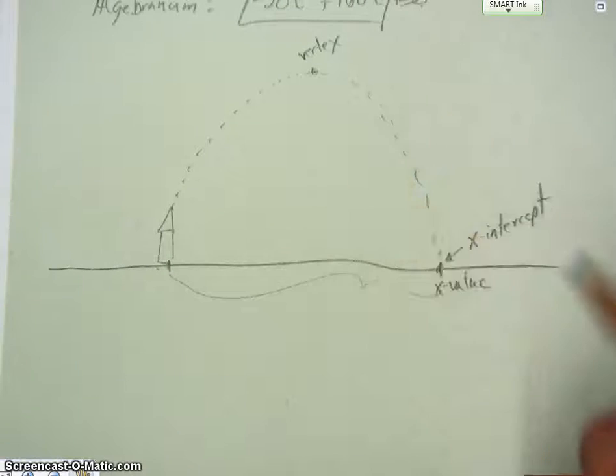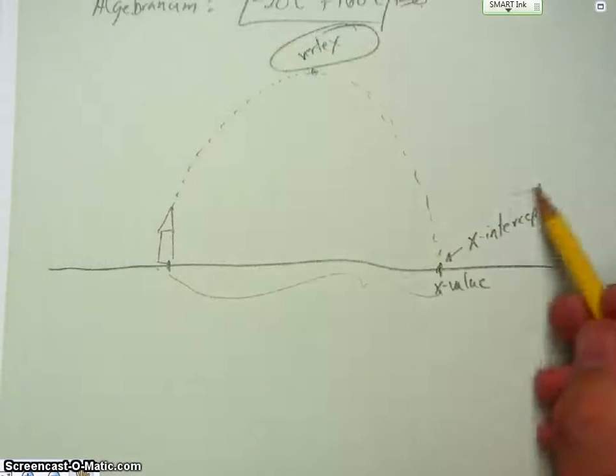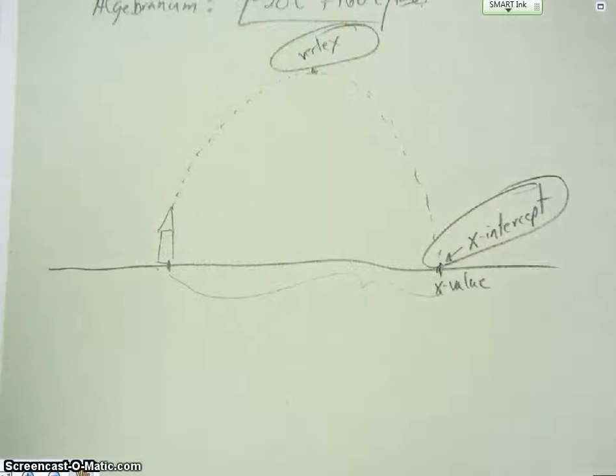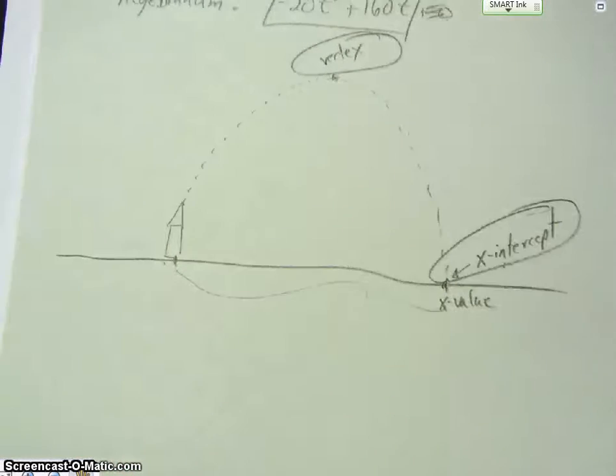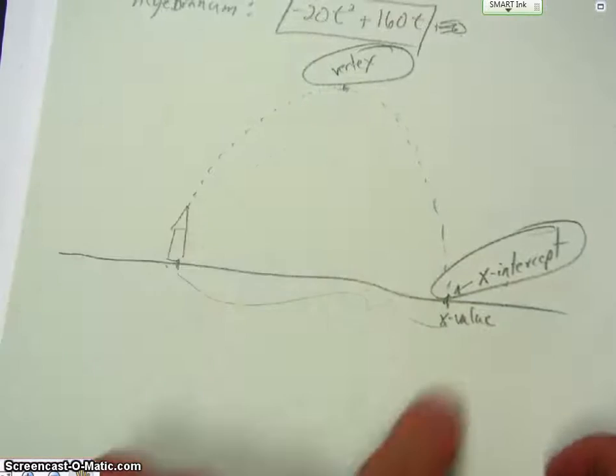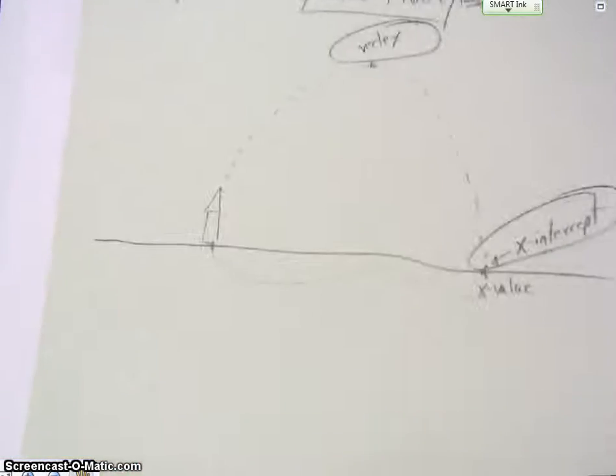Okay? So we've got to find two things: the vertex and the x-intercepts. Now remember, there are always two x-intercepts, but we only want to find the one. All right? And I'll refer back to this when we start doing the x-intercepts.